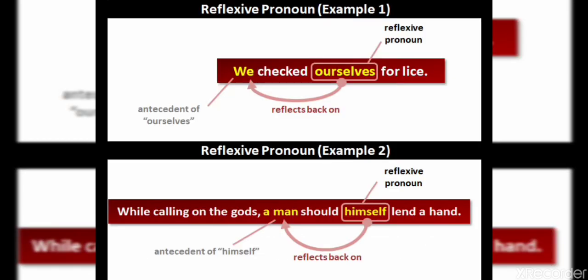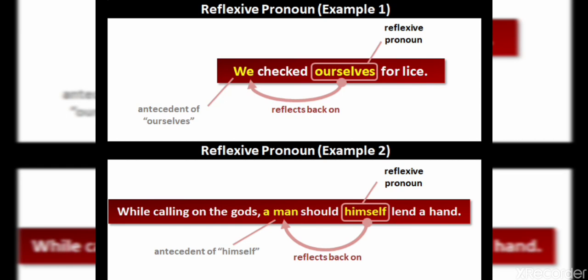See this example, you can easily understand. We checked ourselves for lice. The word ourselves is a reflexive pronoun and it is reflecting back to the noun we. There, the we is the antecedent of ourselves.